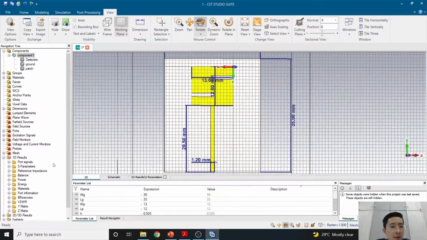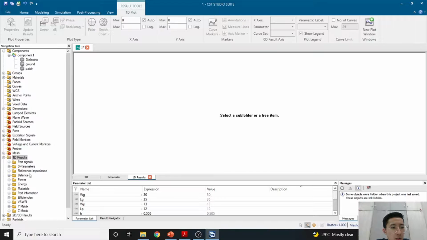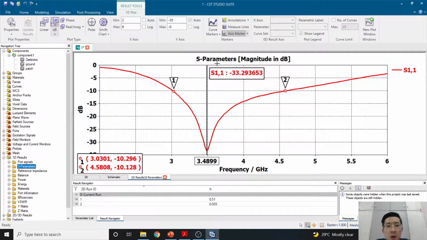So let us see the result. So this is the result of the S parameter. As you can see from the S parameter, we can get the frequency at 3.4899 GHz, which is nearly close to 3.5 GHz.